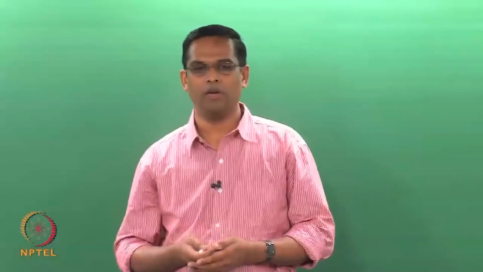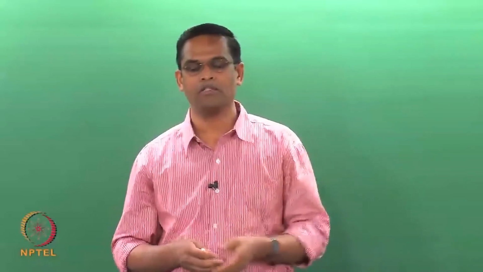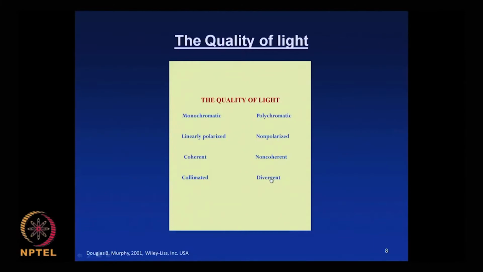So, by looking at all the schematics, you get some idea about what we mean by the quality of light, because in most circumstances we use terms like monochromatic light, coherent beam or polarized light in the coming lectures. So, this will give you an idea of what we mean by the quality of light.